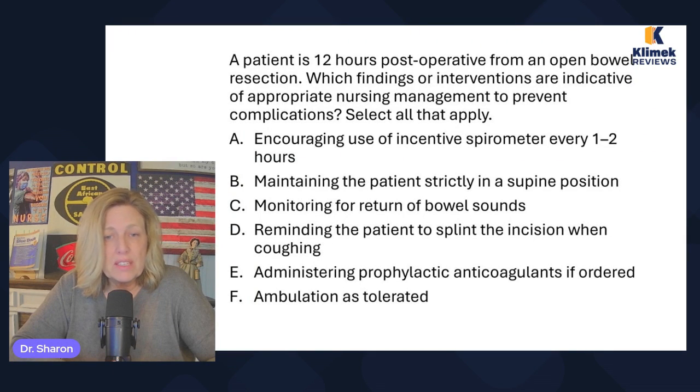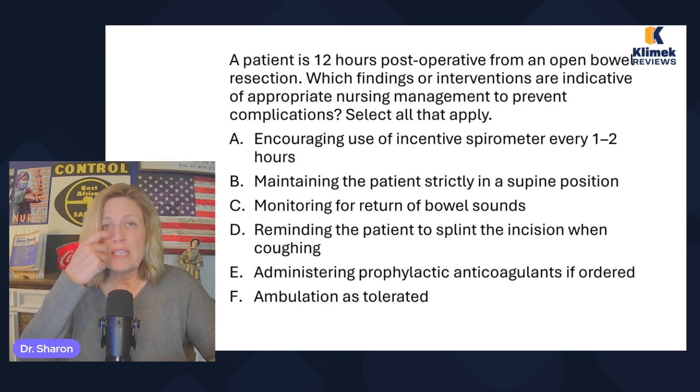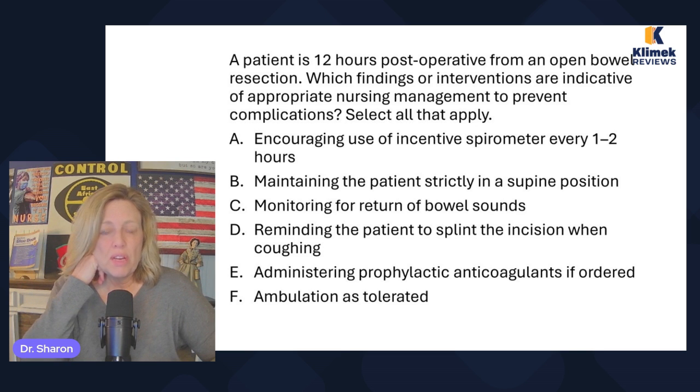Remind the patients to splint the incision when coughing. That's a good idea post open bowel resection, because they do need to cough and deep breathe. That's one of the key things post-operatively that we need to do. And ambulation is another thing that we need to do. Administer prophylactic anticoagulants if ordered.